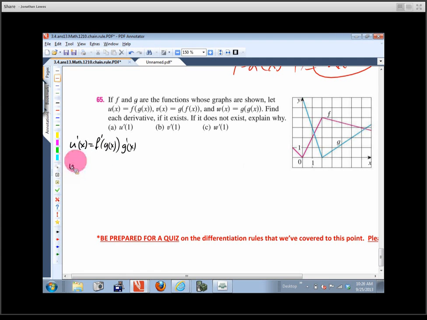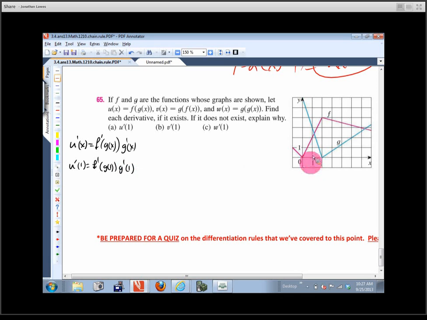Now let's plug in the 1, so u prime, and my primes always look like 1s. I apologize. Okay? So this is going to be f prime at g of 1 times g prime of 1. Well, let's work backwards. Let's figure out what g prime of 1 is, because that's pretty easy. G is the blue graph right here, that V-shaped graph. And it says, what is g prime, or in other words, the derivative? What word would we use? Slope. What is the slope at 1?